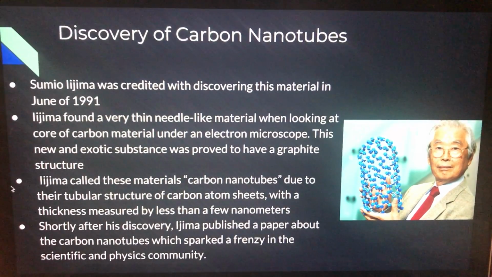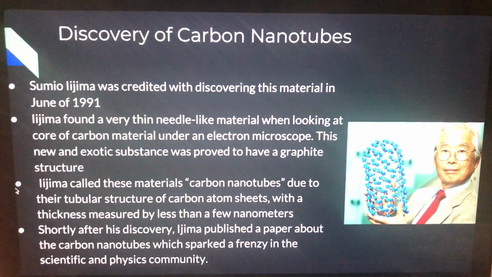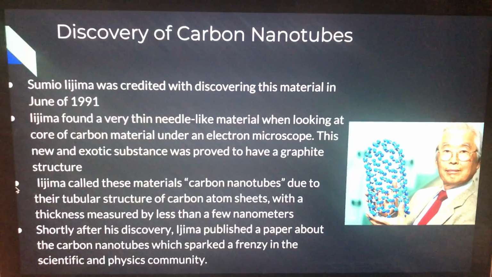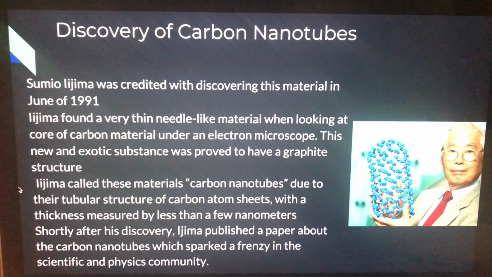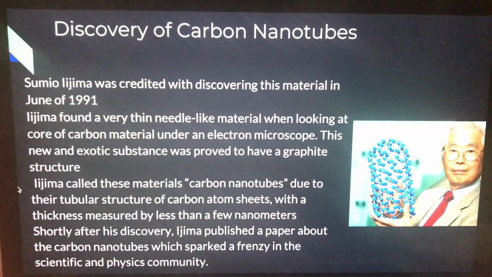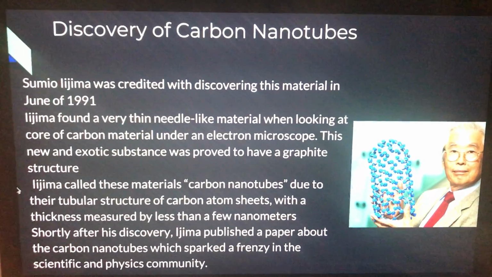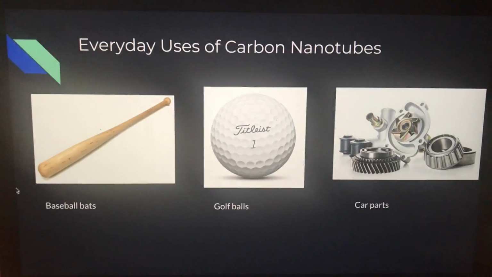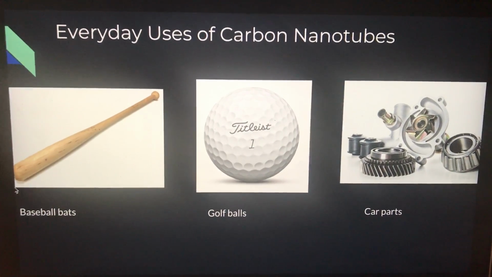Ojima called these materials carbon nanotubes due to their tubular structure of carbon atom sheets, with a thickness measured by less than a few nanometers. Shortly after his discovery, Ojima published a paper about the carbon nanotubes, which sparked a frenzy in the scientific and physics community. In today's world, one can find carbon nanotubes in everyday objects such as baseball bats, golf balls, and car parts.